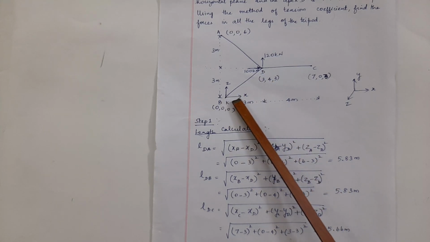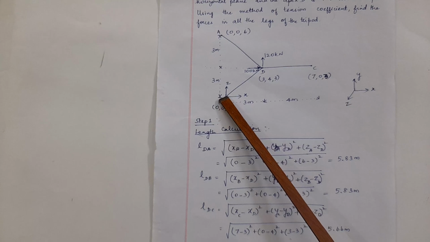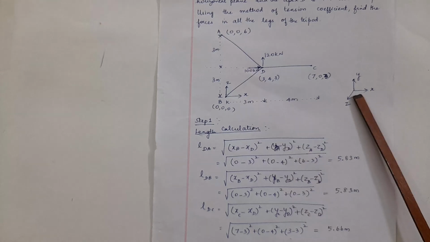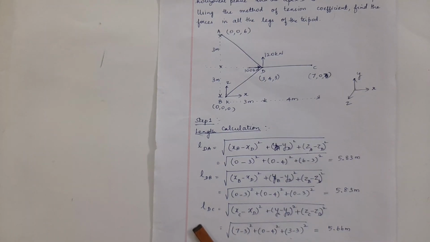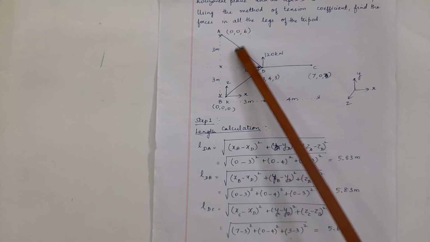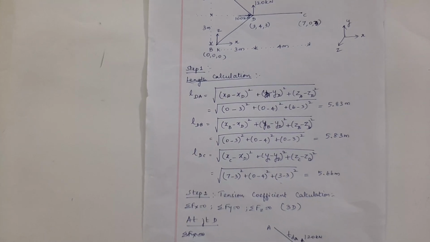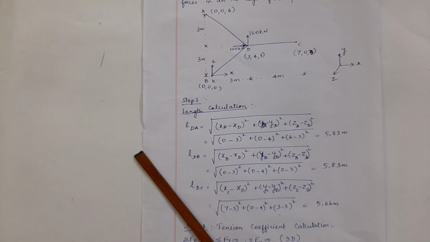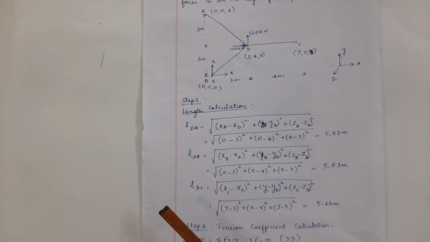So I have assumed x axis in this direction, z axis in this direction and y is the vertical direction. So based upon those assumed directions, these coordinates are noted. With these coordinates, the length is directly calculated. Length of DA is nothing but root of xj minus xi the whole square plus yj minus yi the whole square plus zj minus zi the whole square. I is the near end, j is the far end.